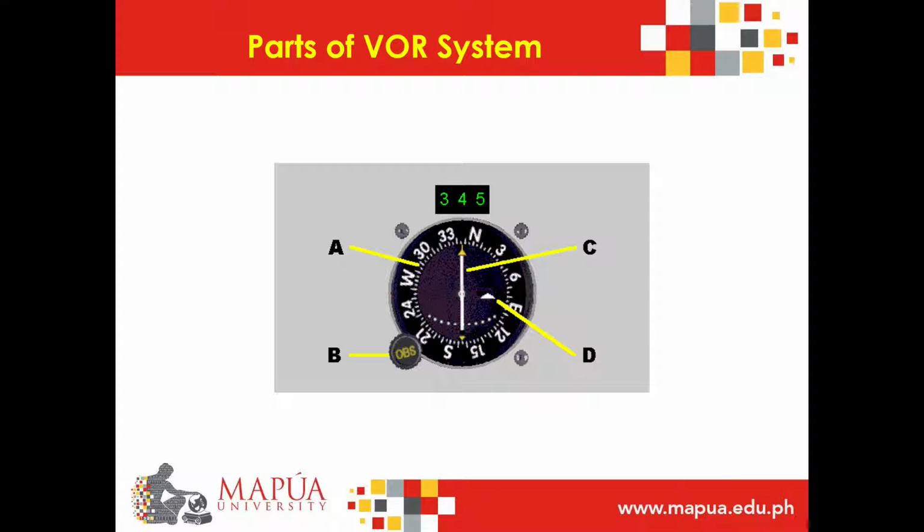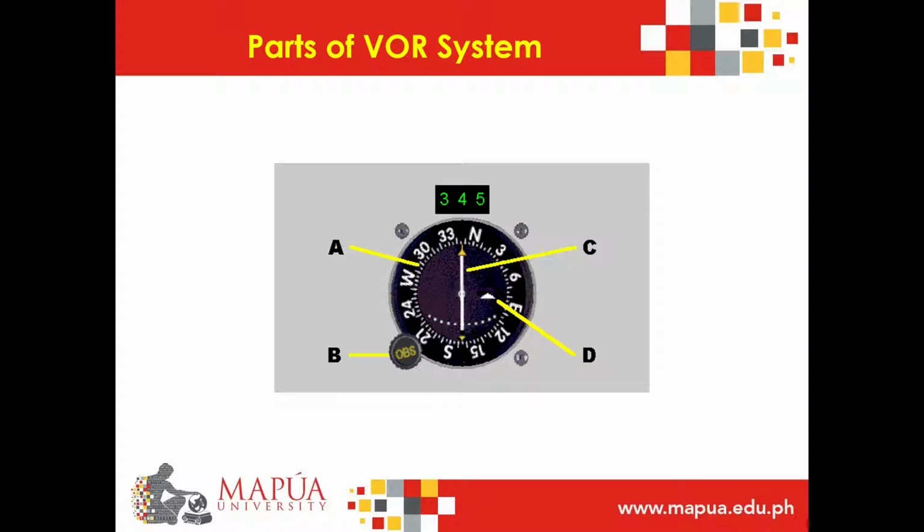I will now discuss about the parts of the VOR system. As you can see, there are four main parts of the VOR system in the figure. A refers to the rotating course card. It is calibrated from 0 to 360 degrees. It indicates the VOR bearing chosen as the reference to fly to or from. The B is the Omni Bearing Selector, or the OBS knob. It manually rotates the course card.